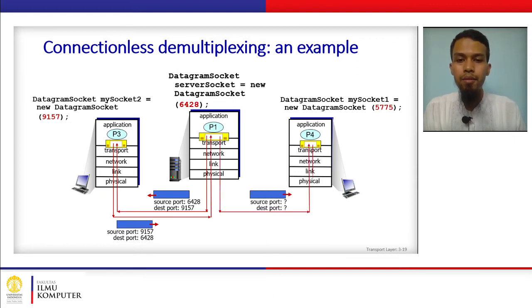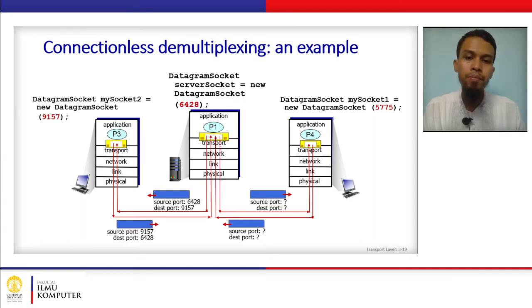And then for the communication between process 1 and process 4, when process 4 sends the packet to the process 1 application, the source port will be 5775, and the destination port number is 6428, and then the other way around for the message sent from the P1 to the P4.